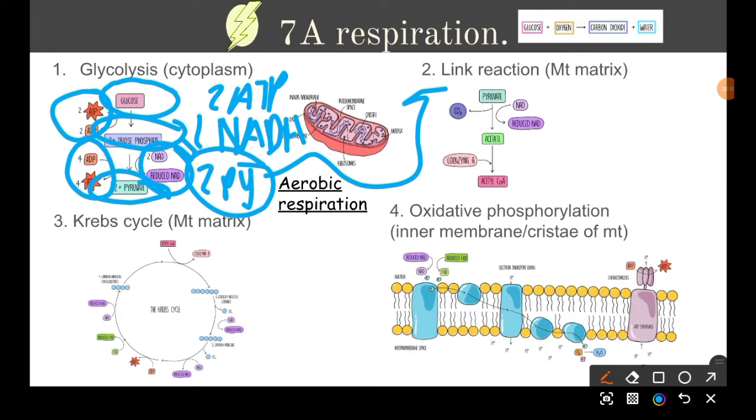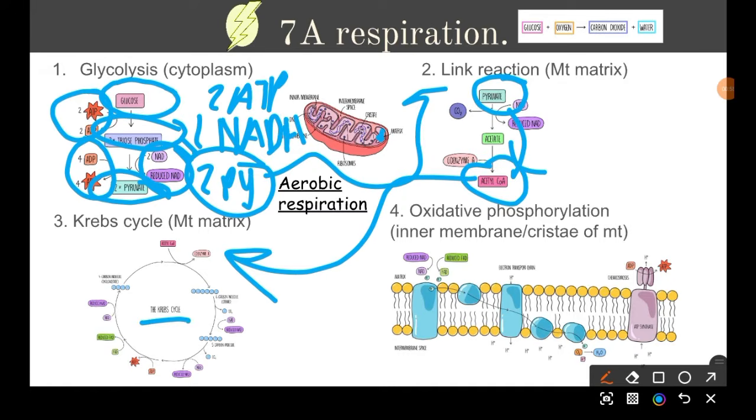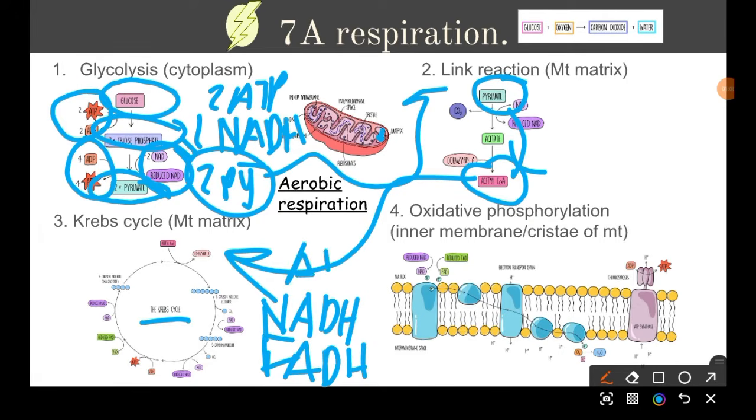This was in the cytoplasm. Now we are in the mitochondrial matrix, in the cytoplasm of the mitochondria, kind of. This pyruvate, it's turned into acetyl-CoA. This acetyl-CoA goes into a series of reactions called the Krebs cycle. This Krebs cycle, it makes more NADH and it makes FADH. And it makes ATPs. Where is this happening? This is happening again in the mitochondrial matrix, which is the cytoplasm of the mitochondria.